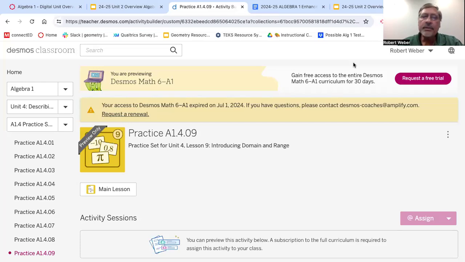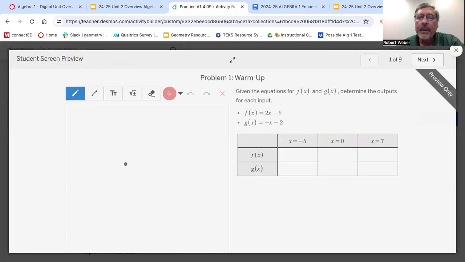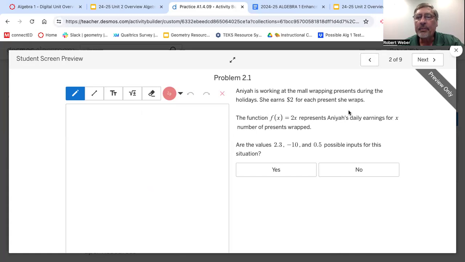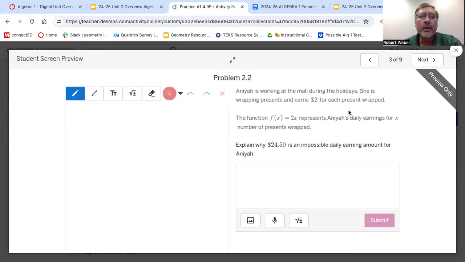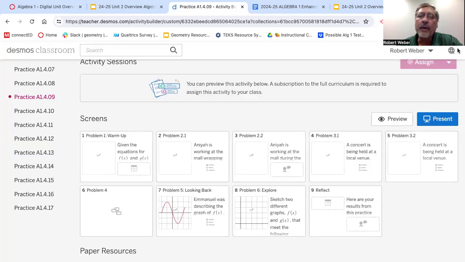There we go. So you can see this particular practice activity has slides accompanying, so the screens are here. It does have a warm-up screen, given the equations for f of x and g of x, determine the outputs. This is a preview mode that I'm in as well. But then you can go on, it has a problem, and it asks if there are possible inputs, so you're testing the values. Again, second part of that, continuing with the problem. Now you're selecting domain values and range values. So it is assessing or giving you practice and instruction.